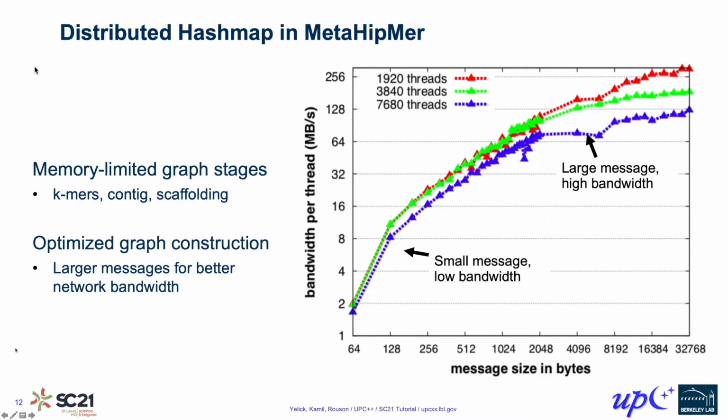Even in UPC++ with its lightweight communication layer, there is still an advantage to sending larger messages. This graph shows the communication bandwidth observed by messages of a varying size. A typical K-mer may be stored in only 64 bytes, and each successive insert or lookup may go to a different remote processor, so sending them one at a time will be very slow.